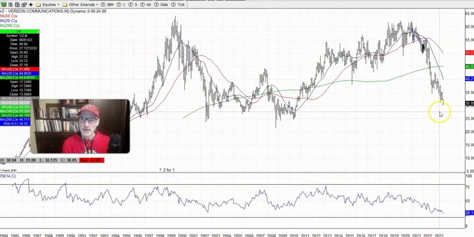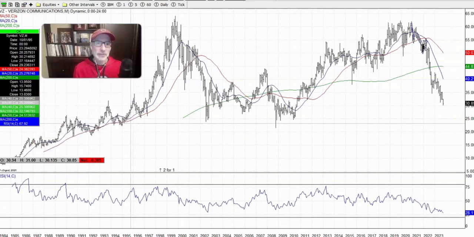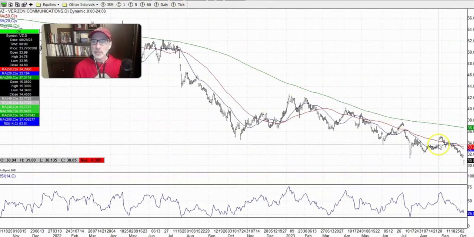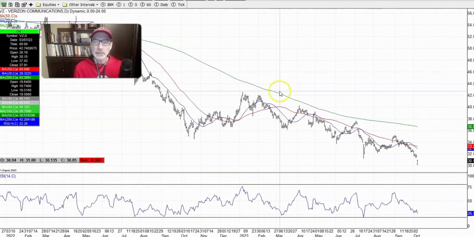So we may be getting into some support here. I'd say between $25 and $30 could be the next area, if you wanted to take a chance at bottom fishing, nibbling on the bottom for Verizon, because right at $25 seems to have been long-term support, going all the way back to the mid-1990s. So I'm going to keep an eye on the $25 to $30 area for Verizon, and I may start to nibble down there. But on a daily basis, you can see it's just going down, down, down. So there's no reason to be bullish on a stock like this.